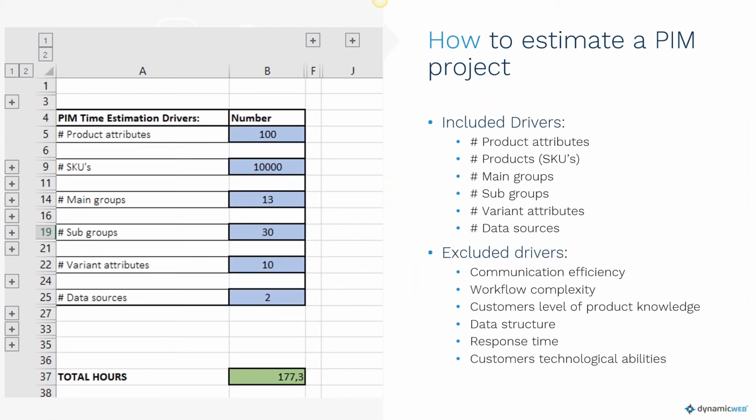Then we have variant attributes. So how many variant attributes does the customer have? And then you might ask, what is a variant attribute and why is it not just regarded as the same as a product attribute? If we start looking at what a variant attribute is, variant attributes can simply be seen as a characteristic that differentiates one variant from another variant.